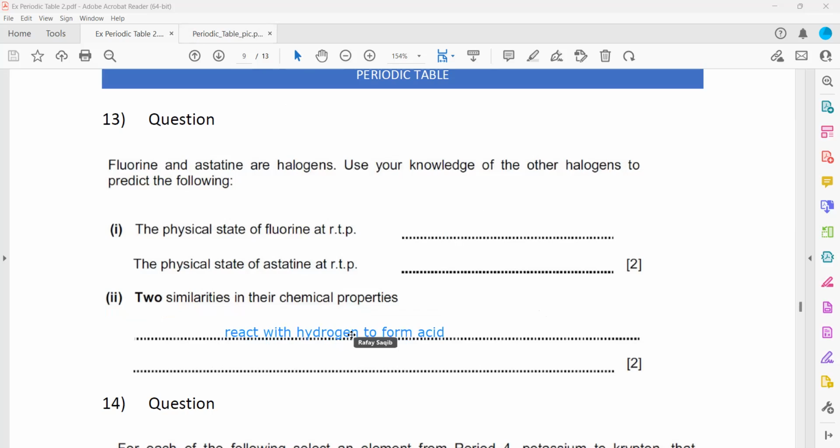So the first one, by mistake I wrote losing electron, sorry, it should be gaining. It's a non-metal, so it should be gaining electron. So they react by gaining one electron, not losing, because these are non-metals. Non-metals tend to gain electron.